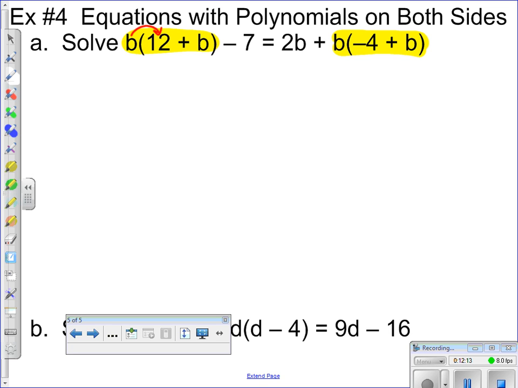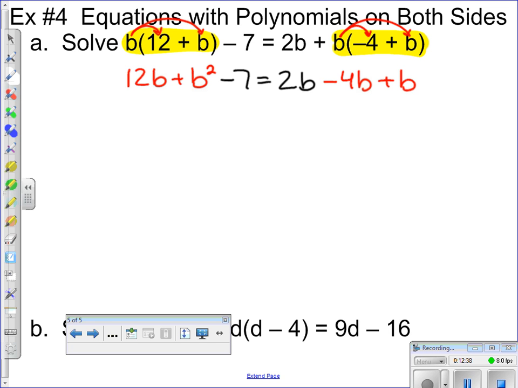b times 12 is 12b. b times b, b squared. Bring down your minus 7, your 2b, and let's do distributive property on the right. b times minus 4, minus 4b. b times b, b squared.